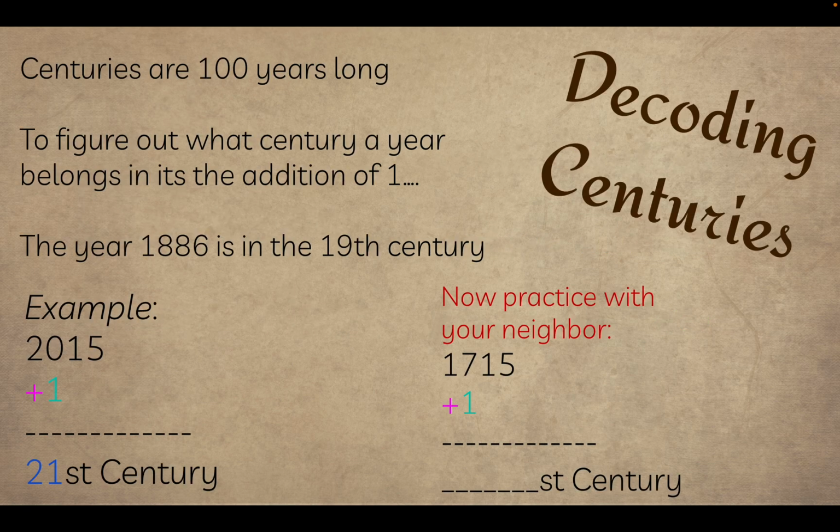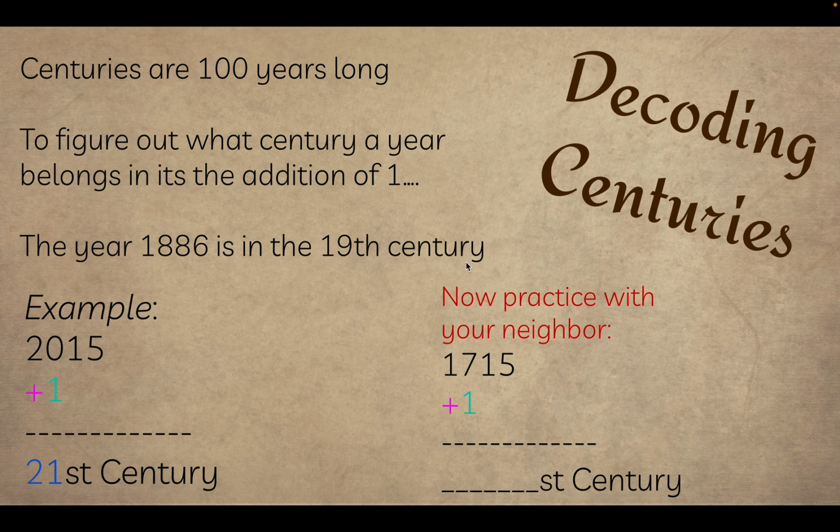So when we talk about centuries, centuries are 100 years long, and to figure out what century a year belongs in is really simple, the addition of one. So like the year 1886, you take that 18 right here in this area, and if you add one, you get the 19th century, okay?